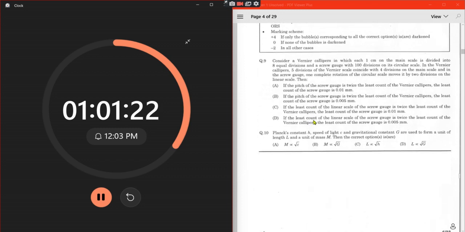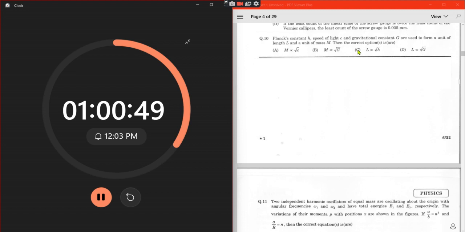If the least count of the linear scale of the screw gauge is twice the least count of the vernier caliper, D looks correct because it's the 9th, but that's the same repeat. Wait a second. But when they said least count, we don't know whether it is the pitch or not, so I don't think it's correct to just conclude that. So I will not say D. Okay, move on, next question.